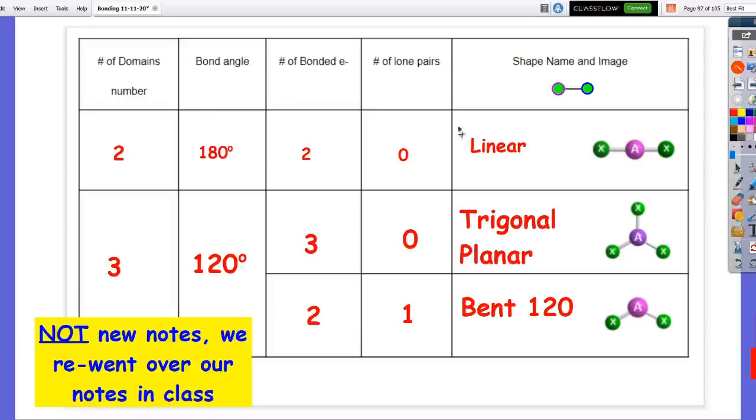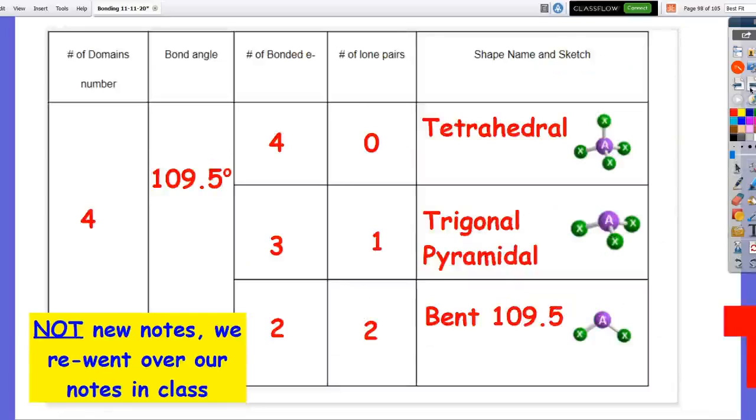So counting the different types of domains helps you figure out the shape based on the graphic organizer in your notes. So if you have 2 domains with bonded pairs and no domains with lone pairs, you're linear. If you have 2 domains with bonded electrons and 1 lone pair, you're bent 120. Now, we didn't take time to go over all of these again in class today because it's all there in your notes. You just wanted to refresh how to count those domains to find your shape.